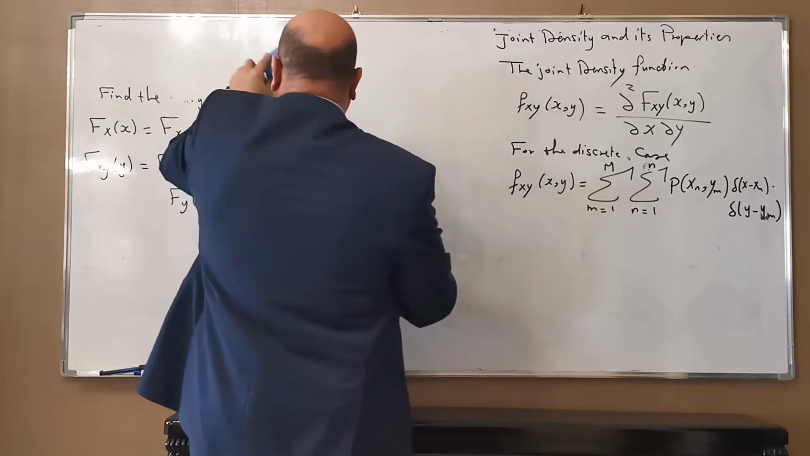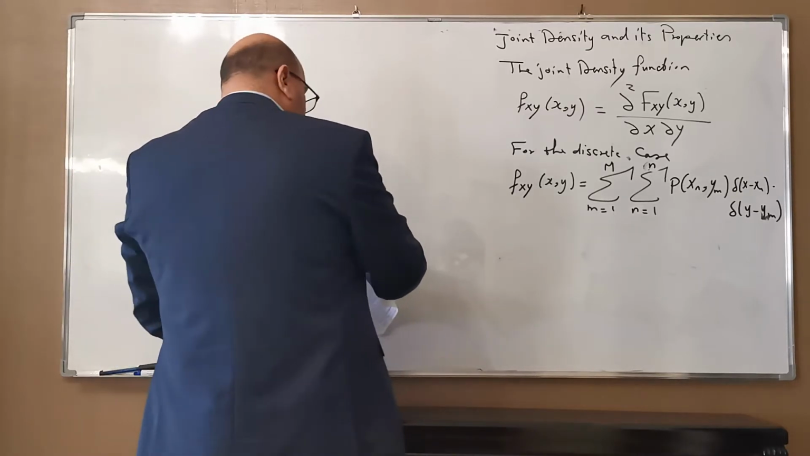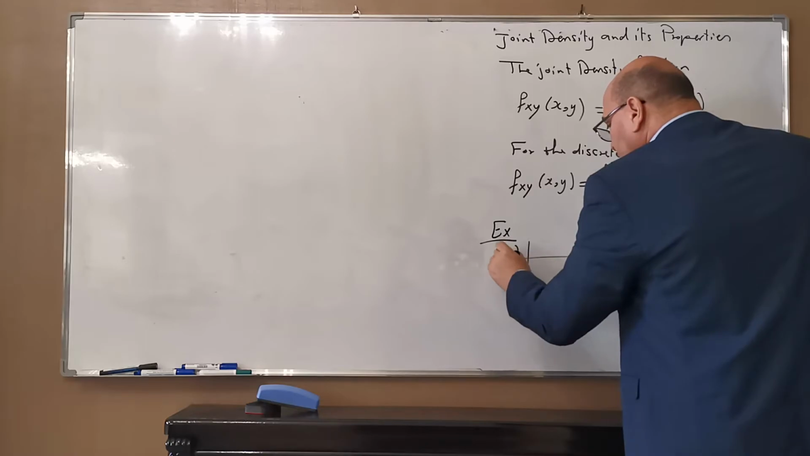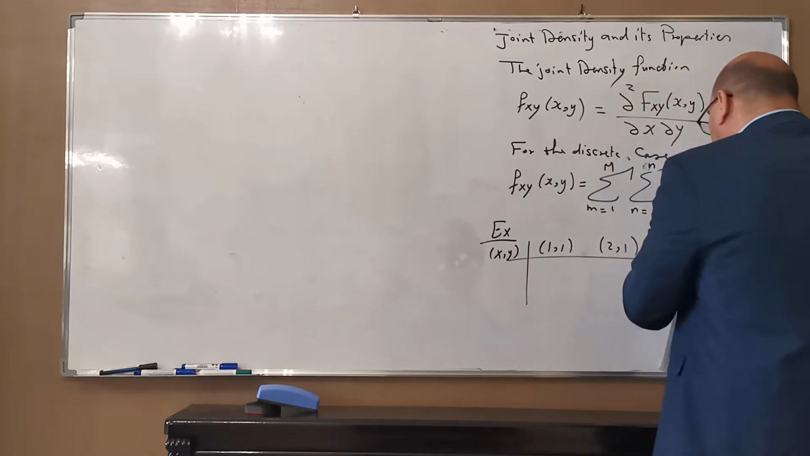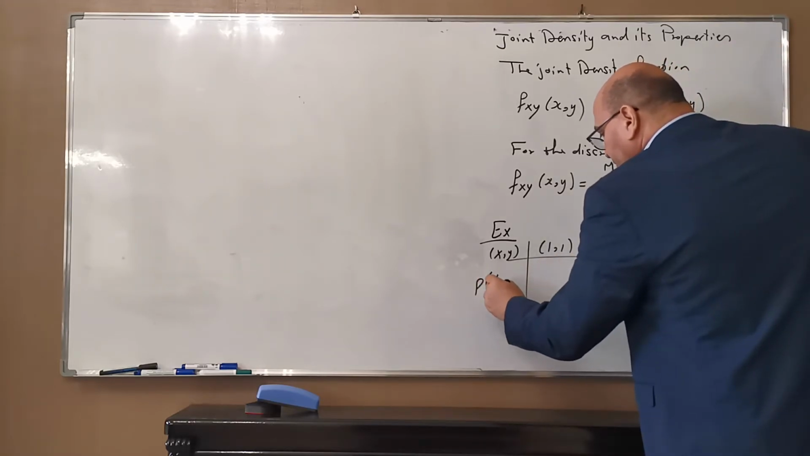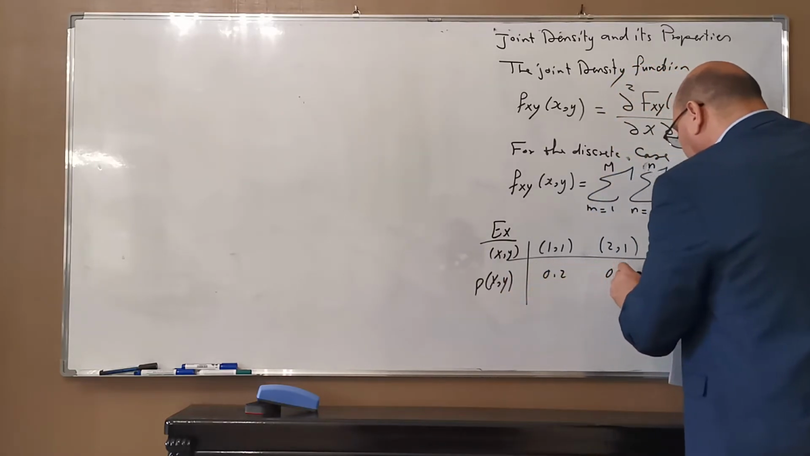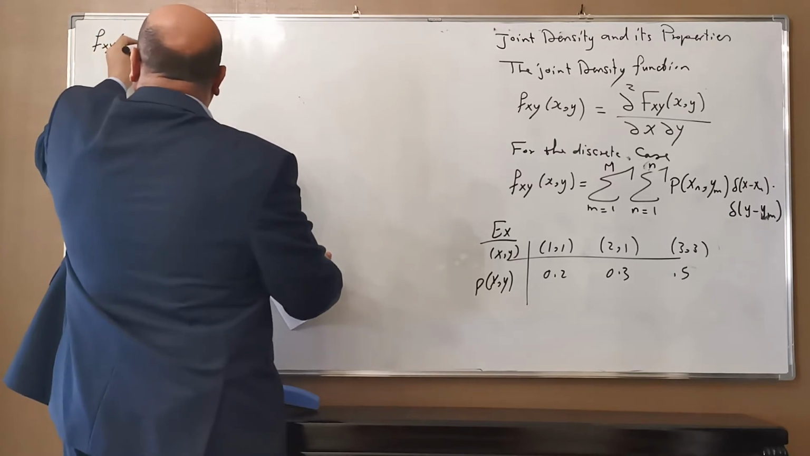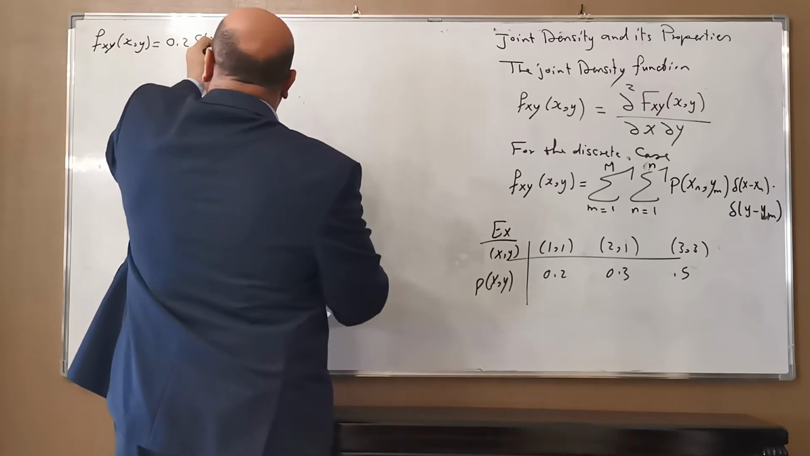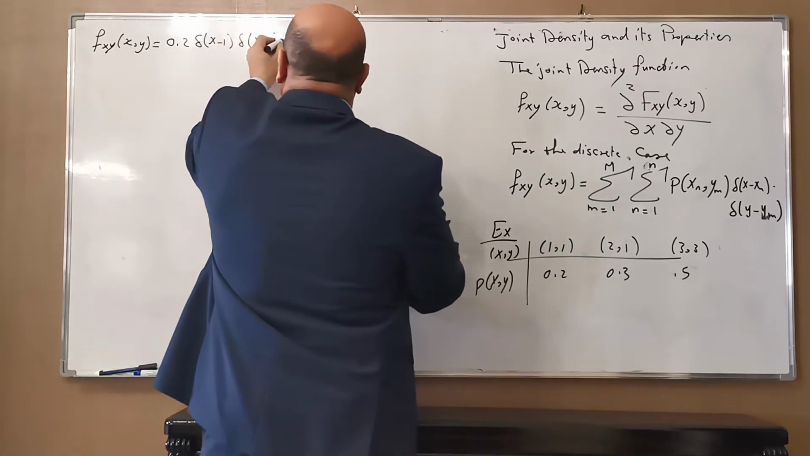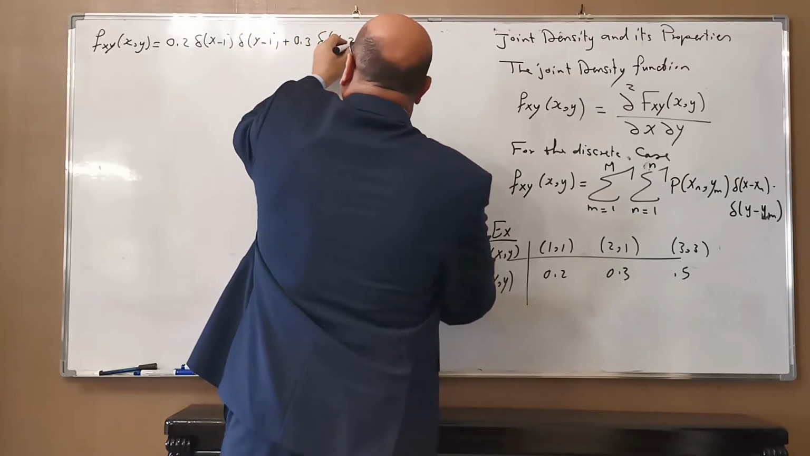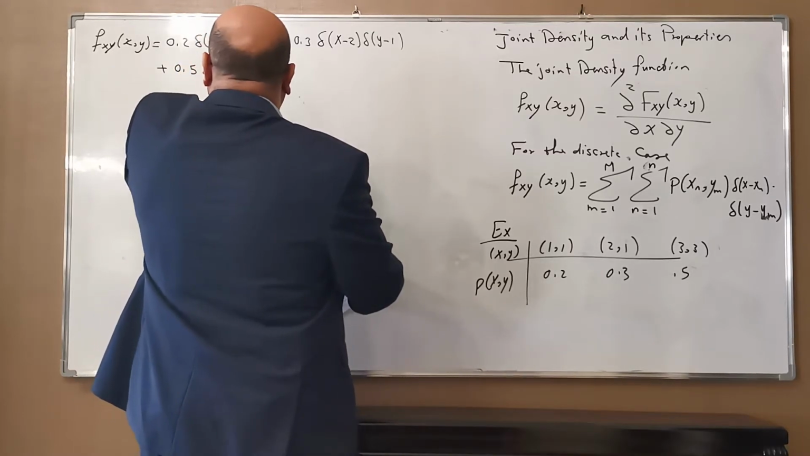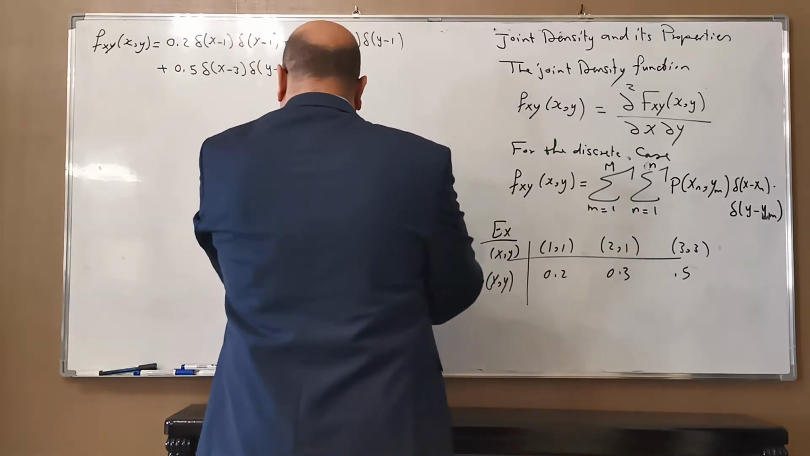For our previous example, when we had x and y at (1,1), (2,1), and (3,3), with probabilities 0.2, 0.3, and 0.5, we can say that f_XY(x,y) equals 0.2 delta of x minus 1 times delta of y minus 1, plus 0.3 delta of x minus 2 delta of y minus 1, plus 0.5 delta of x minus 3 times delta of y minus 3. Graphically, this looks like this.